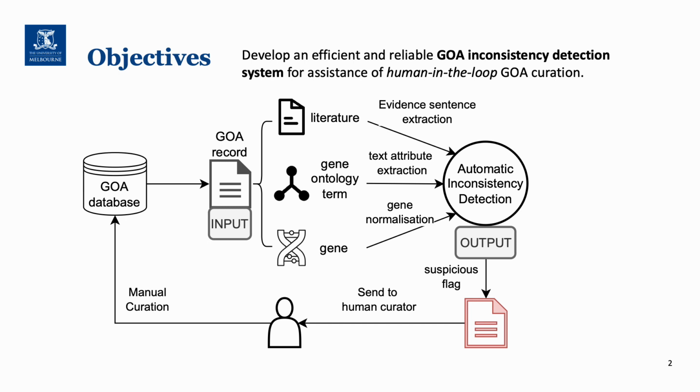During application, the system will take a GO annotation record as input, and extract its core components, including the experimental evidence sentence in the associated literature, the text attribute of the GO term, and the normalized gene symbol. Then these contents will be input into an automatic inconsistency detection or inference model. The model makes validation and flags any suspicious record to human curators for further review. The entire system is designed to satisfy a human-in-the-loop quality assurance setting.